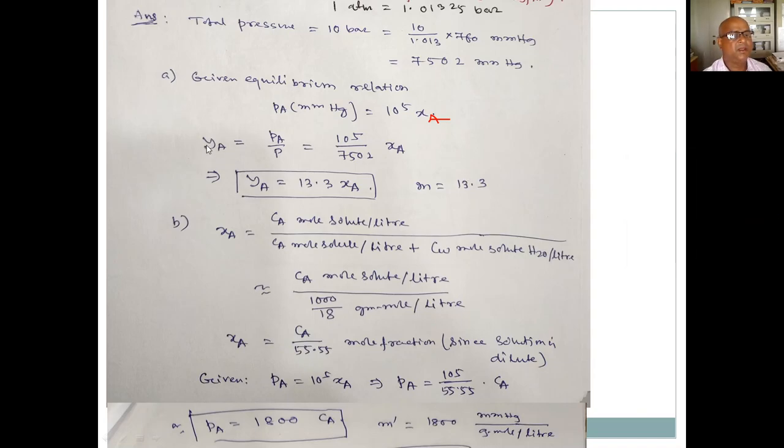So now I have to express YA in terms of XA. So Y equal to PA by P. So PA equal to 10 to the power 5 into X.